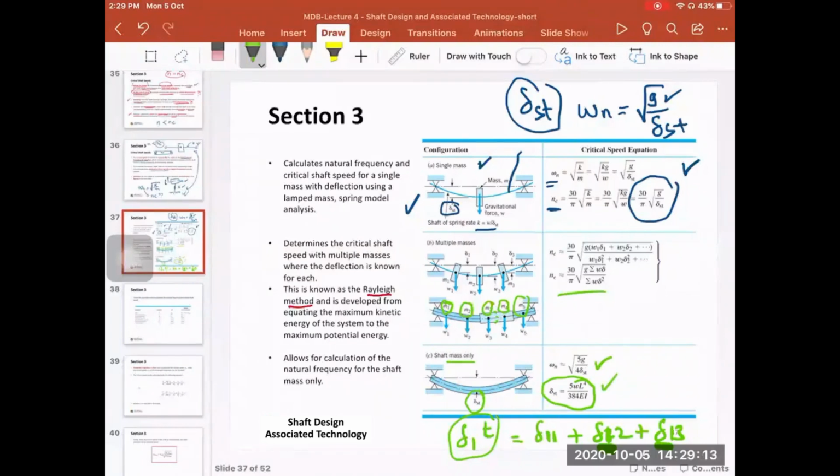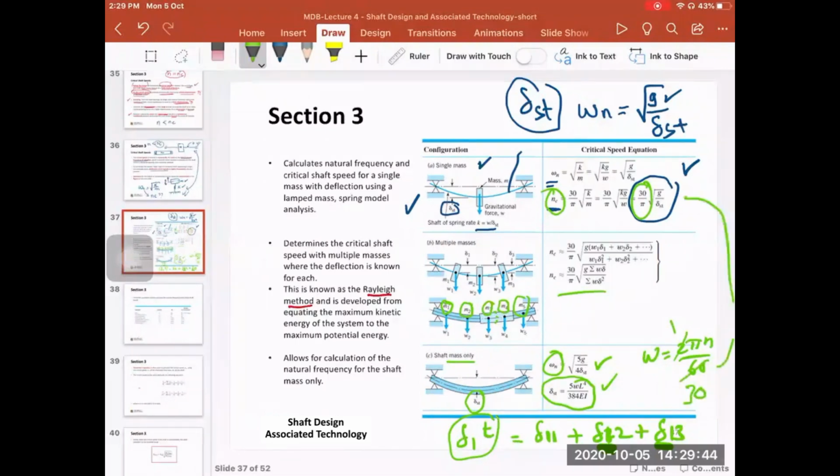And then based on that, you can simply calculate the NC. Remember that omega is equal to 2 pi N over 60, right? So this is the relation between omega and N. If you calculate omega from here, you can calculate N from here. That's why you see this 30 over pi here, because if you divide this by 2, it gives you 30 here.